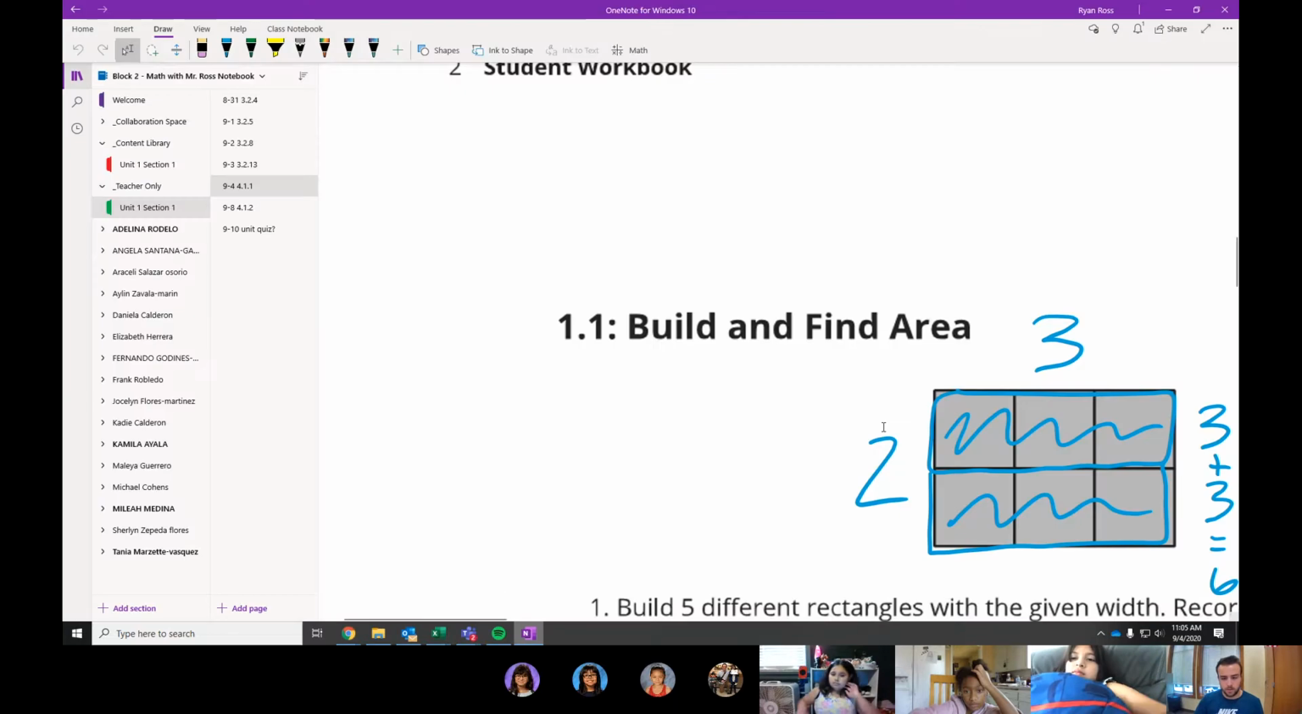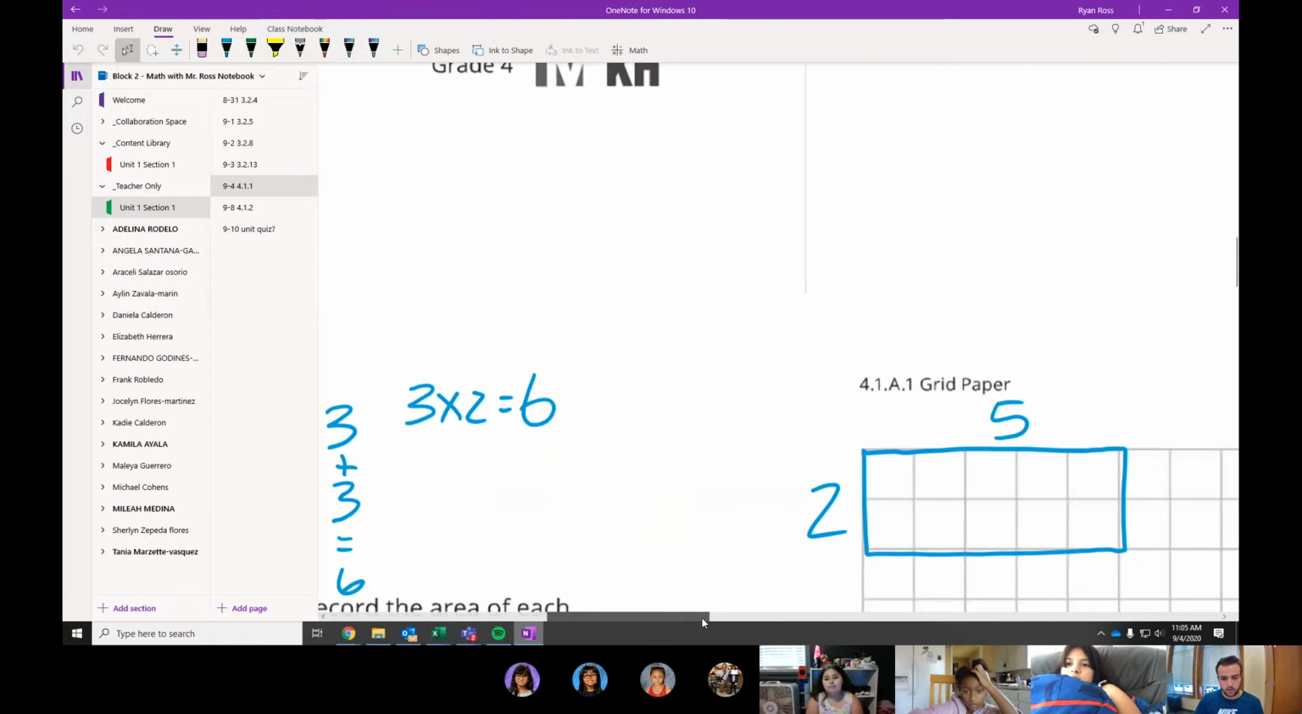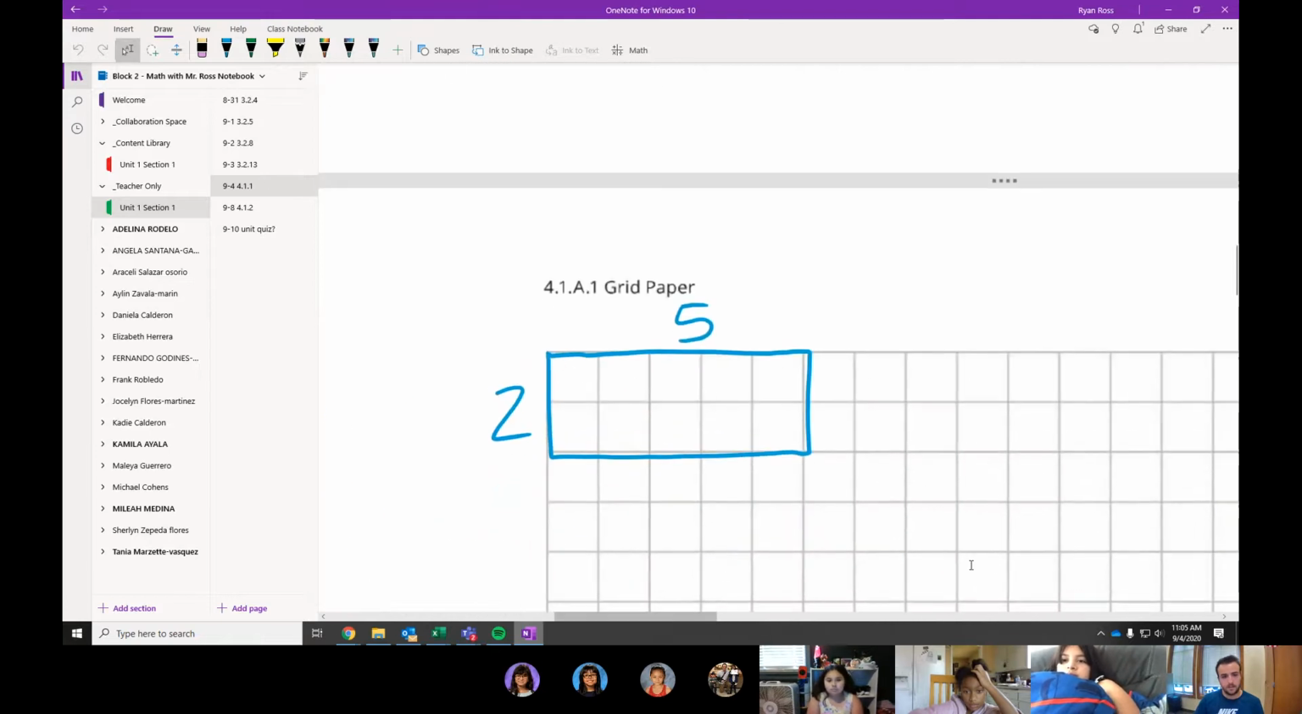Right. So does it look something like that? I started to draw it. Okay. So yes, we have 2 rows, 5 columns. What's our area? You can go for it, Malia, if you know what it is. You say 10? Yeah, our area is 10 square units.